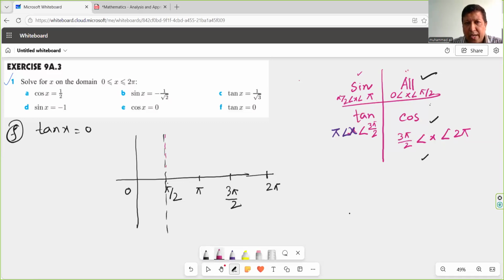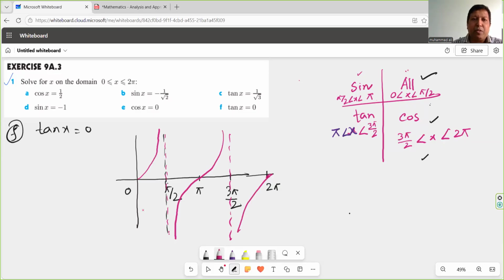That means we will not get any result. Tan pi by 2 is infinity, undefined. Tan 3 pi by 2 is also undefined. When x value is 0, tan x equals 0. So this curve will be like this. This curve will be like this. This curve will be like this.